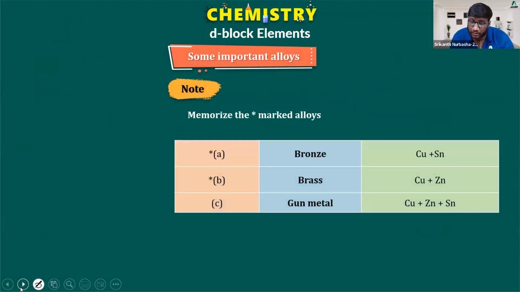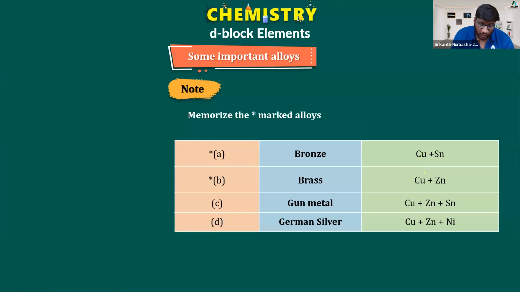Memorize this, all of you. Bronze means copper plus tin. Yes or no? Brass means copper plus zinc. Gunmetal is copper plus zinc plus tin. German silver is copper plus zinc plus nickel. If you want, you can write down.